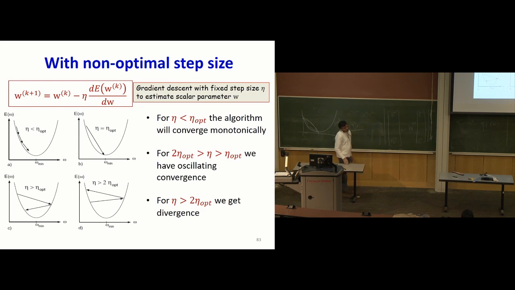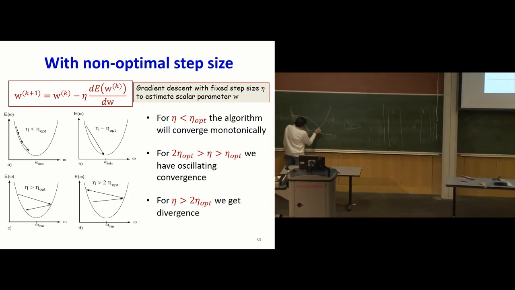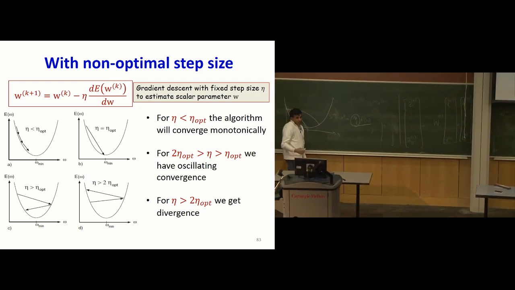What if I take a step size that's larger than the optimal step size? I'm going to overshoot. At each point, I'm taking a step size that's larger than the optimal step size. So now I'm going to go back in the other direction and come here and then go back and slowly find my way to the optimum.